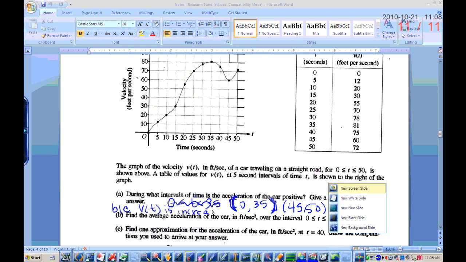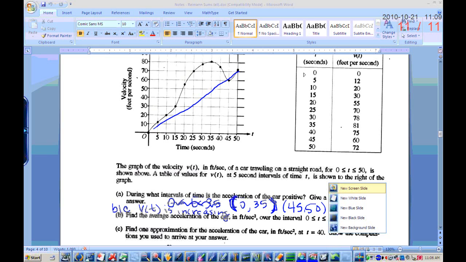Okay, good. All right, find the average acceleration of the car in feet per second squared over the interval between 0 and 50. Okay? Did we draw a secant line? What do y'all think? Yes, that's exactly what we're going to do. The average acceleration would be the average slope between x equals 0 and x equals 50, or the slope between your two endpoints.